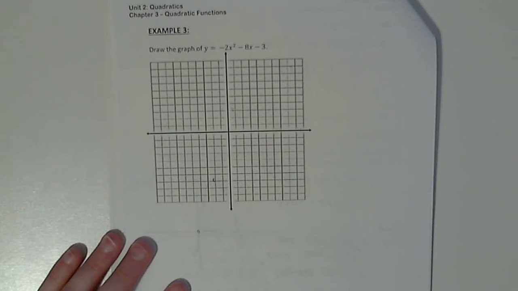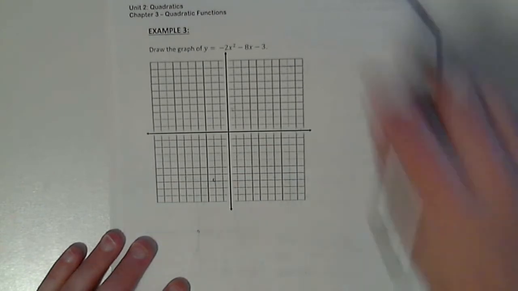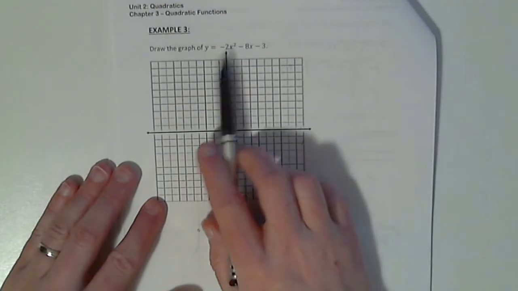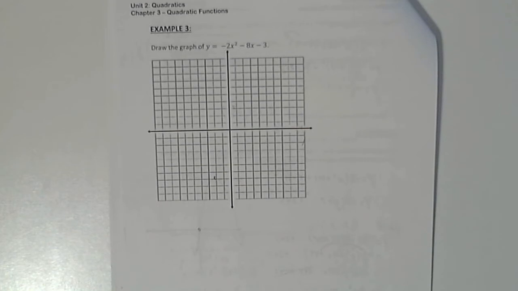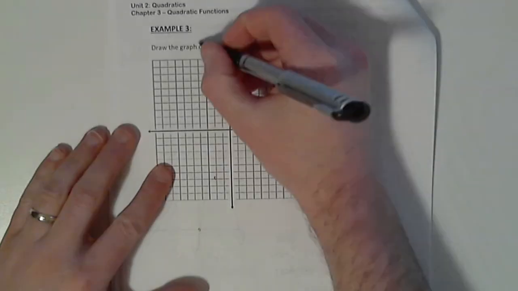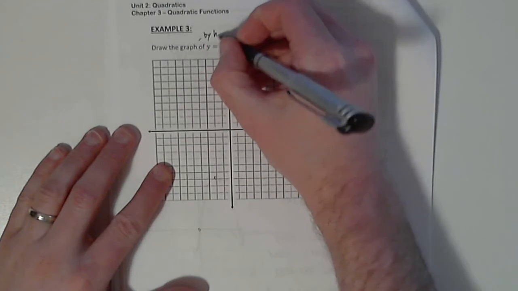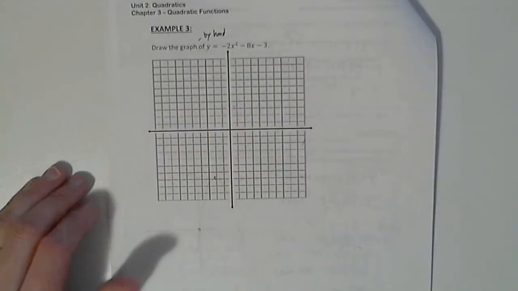Draw a graph of negative 2x squared minus 8x minus 3. If we want to graph this, standard form doesn't help a lot. You could use your graphing calculator, but let's try and graph by hand. Let's pretend we don't have technology to help us.